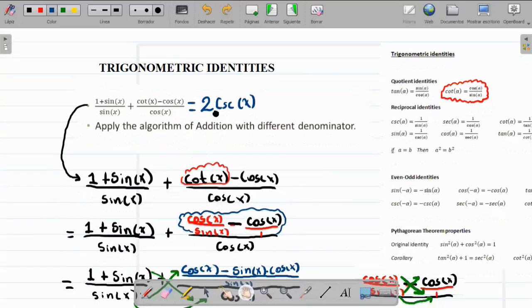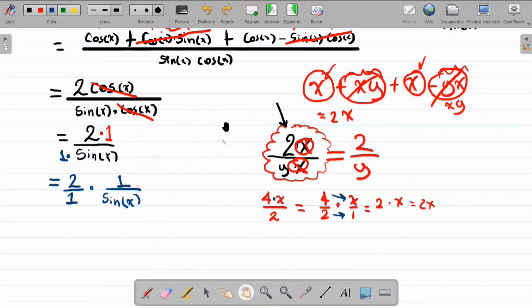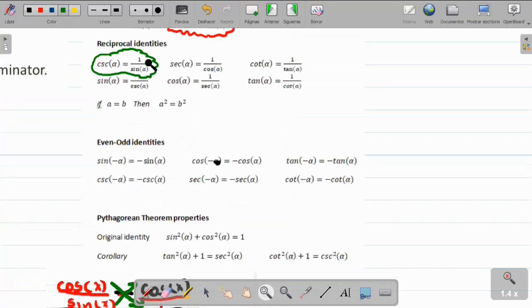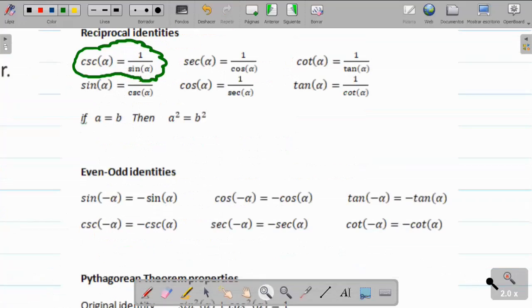So what is 1 over sine? Let's look in our identity table. Look for 1 over sine. Here it is. You already have it? Say it, please. There it is, 1 over sine. If you don't see it, you must have your table. It's cosecant, okay? So that's why we can conclude that.